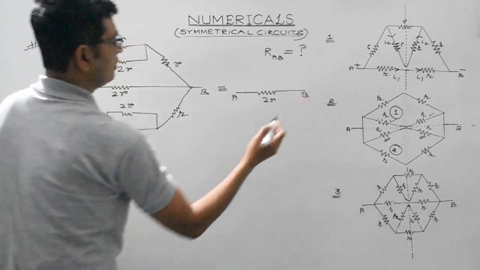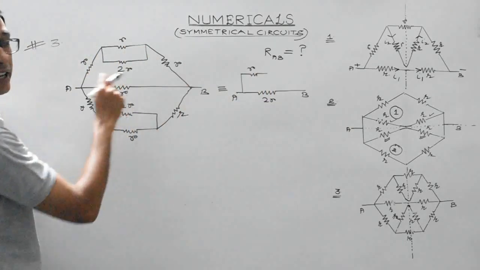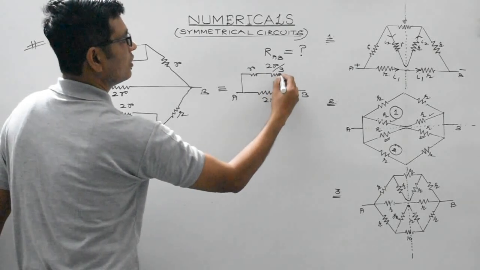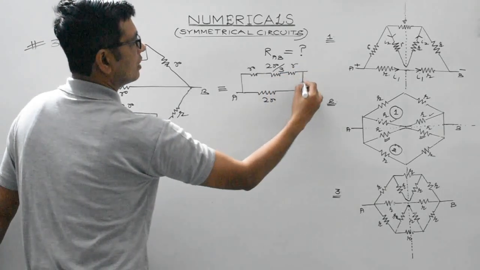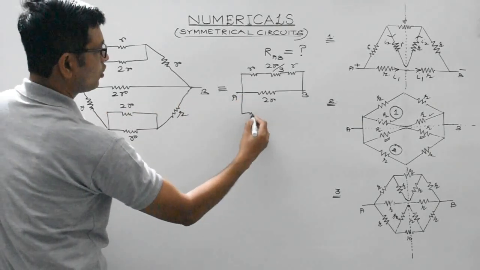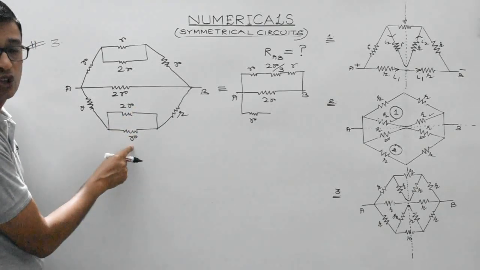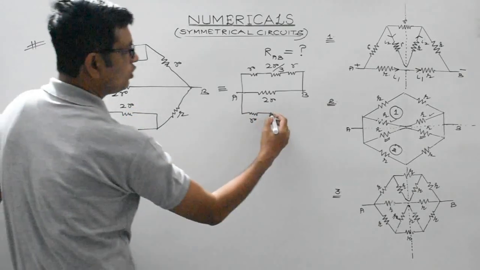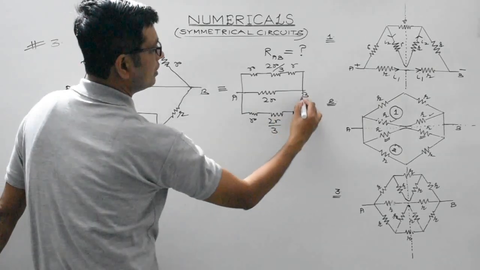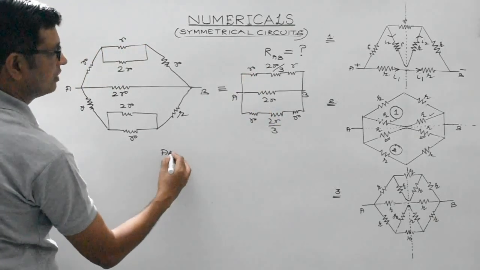This is 2R. This one is R. R and 2R are parallel. So the resultant is 2R by 3. You can check it out. And this is R. Right? Similarly, in this branch also, it will be R, 2R, R. The resultant of the parallel combination of resistances 2R and R would be 2R by 3. It will be 2R by 3. And then it is R. So further it can be modified in this particular manner.